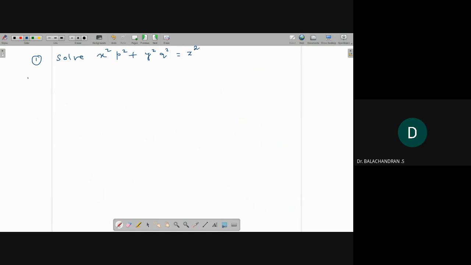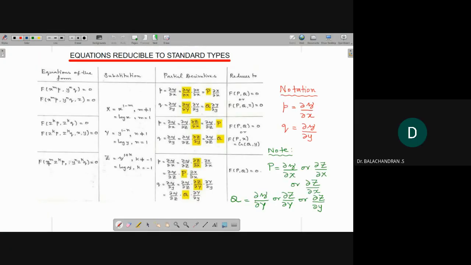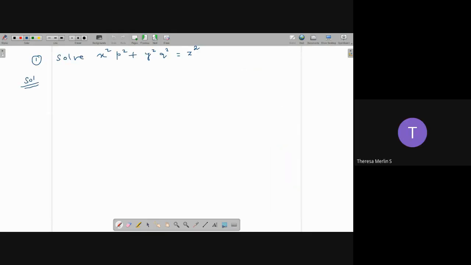Solution: I divide throughout by z square. Why am I dividing? Because if I divide by z, I have xp/z and yq/z, and I can convert it into this form. That is the reason I am dividing by z square. x square p square by z square plus y square q square by z square is equal to 1.